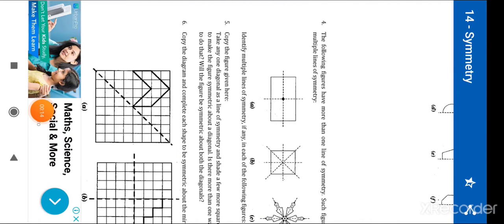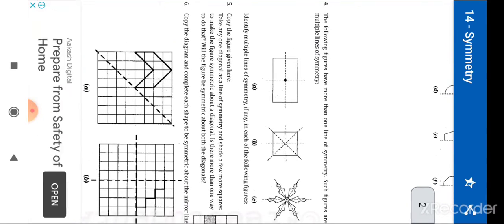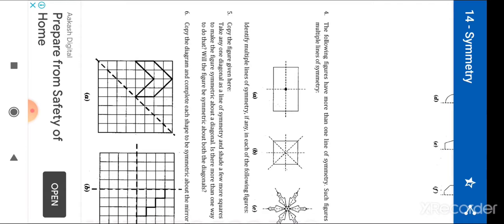Our next question is, the following figures have more than one line of symmetry. Such figures are said to have multiple lines of symmetry, and we have to identify multiple lines of symmetry, if any, in each of the following figures.